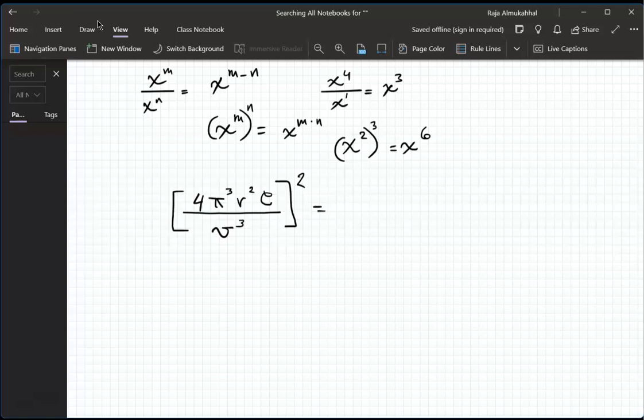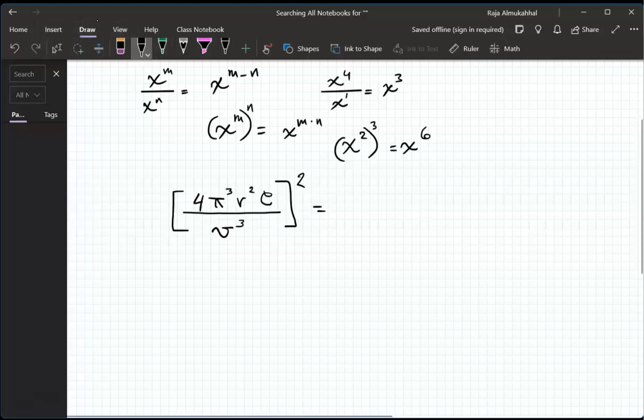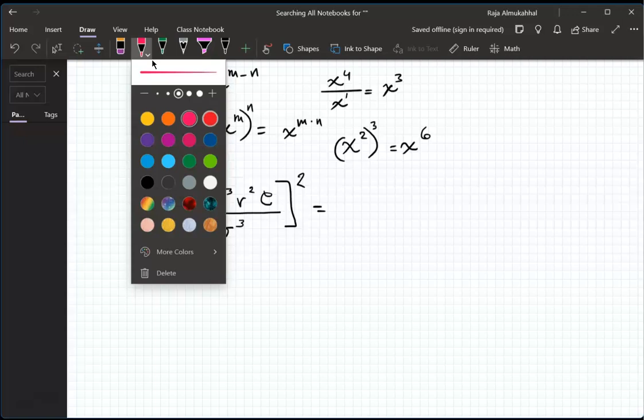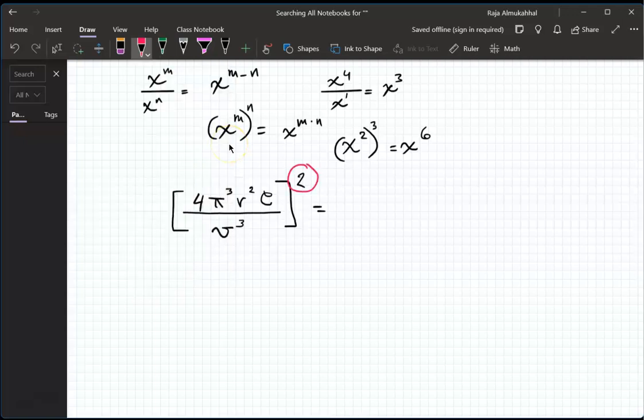And what you do in this case, you simply take this power and you multiply it by the power of every item in there, okay? Here and all of that there. So, of course, this is 4 to the power of 1, pi to the power of 3, r squared, e to the power of 1, and then v cubed.